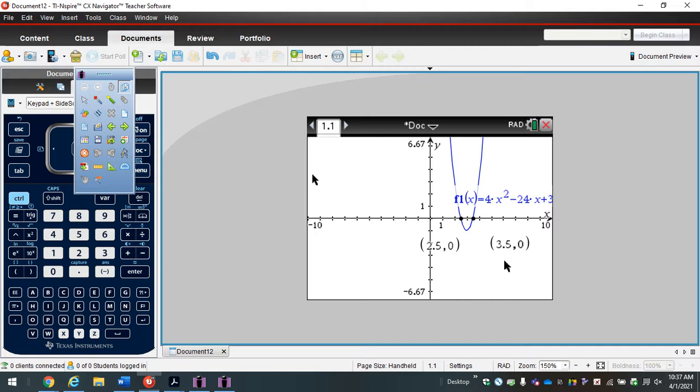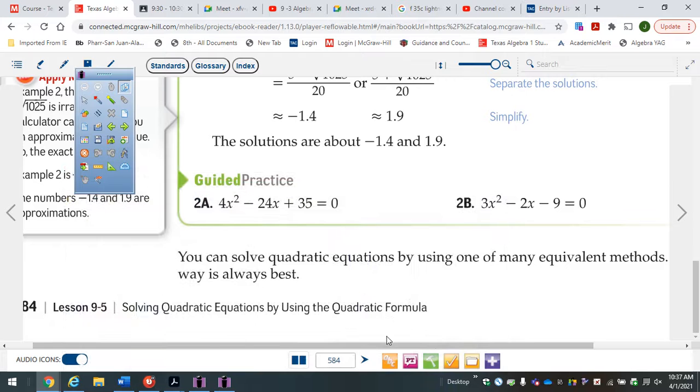Now, it's time you use the quadratic formula. If you want to graph them, you can graph them. There's no big deal. It's the same thing. Let me come back over here. Let's look at 2b now.